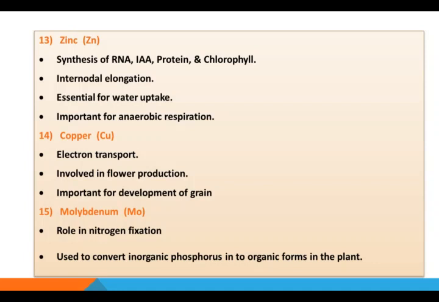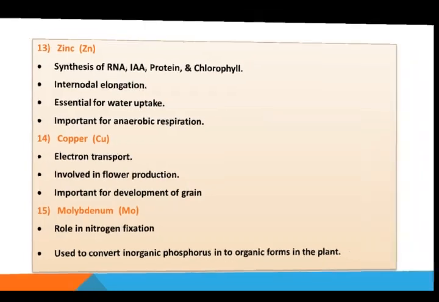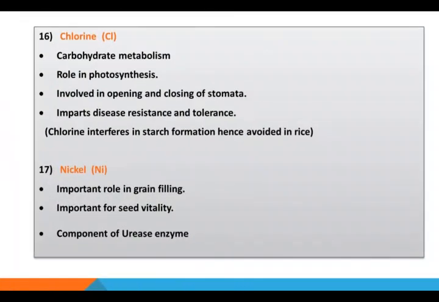Molybdenum. Molybdenum plays an important role in nitrogen fixation and it is used to convert inorganic phosphorus into organic forms in the plant. Chlorine: carbohydrate metabolism, role in photosynthesis. It is also involved in opening and closing of stomata. It imparts disease resistance and tolerance to plants.